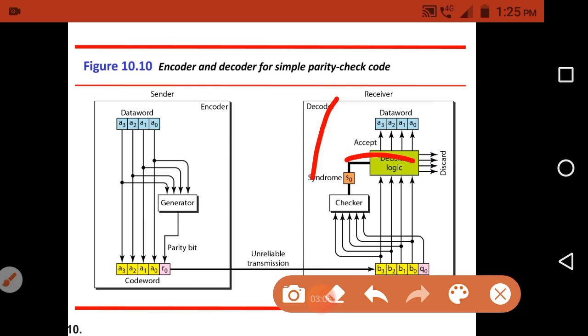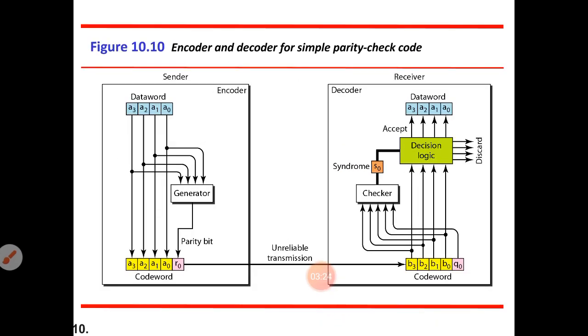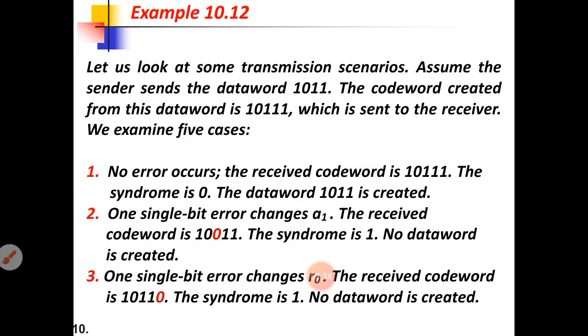If the syndrome value is 1, it indicates that the code word has been modified, and it will be discarded. If the syndrome value is 0, then it will accept that code word, and the data word is extracted from that code word. So this is a parity check. Parity check means you add some extra bit to the data word to make the number of ones even.